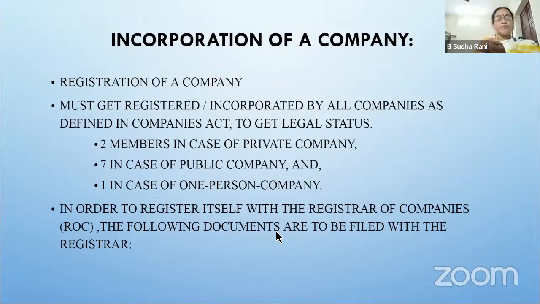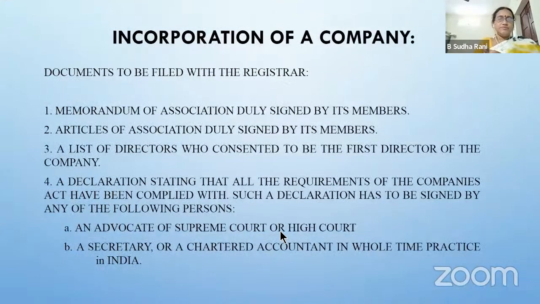So this company, to start its business activities or to undertake any contracts, must get registered prior to that. This registration of a company we call incorporation. In order to get registered with the Registrar of Companies, the company has to submit the following documents. What are those documents? Memorandum of Association, Articles of Association, and a list of directors who have agreed to act as the directors of the company and their written consent, a declaration of the directors, and also a statutory declaration by the company that all the formalities are fulfilled.